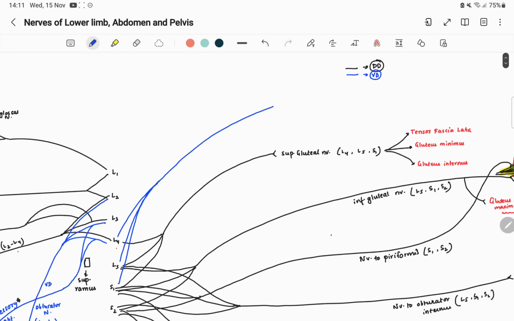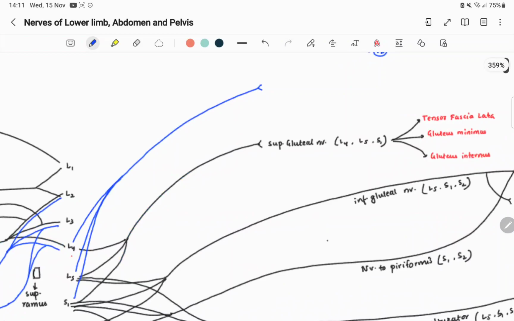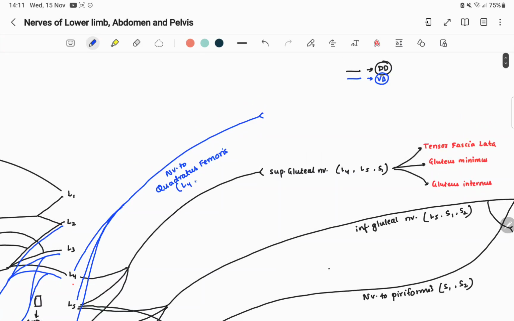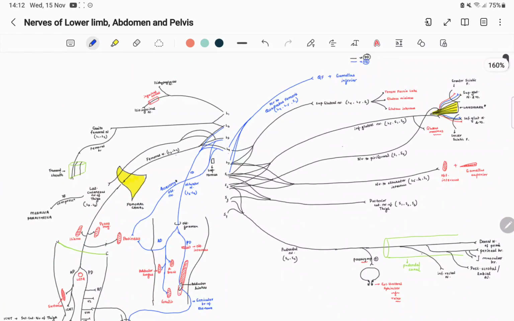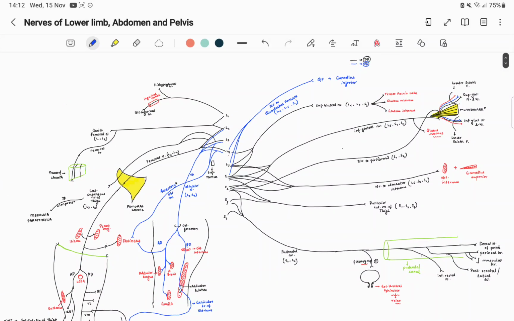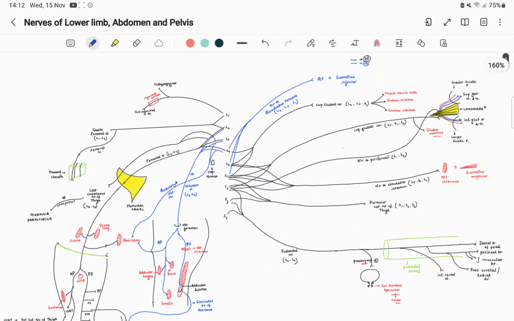This is called the nerve to quadratus femoris. This is a ventral division from L4, L5 and S1, and it supplies your quadratus femoris plus your gemellus inferior muscle. Understood? So this is the course of some nerves from the sacral plexus.